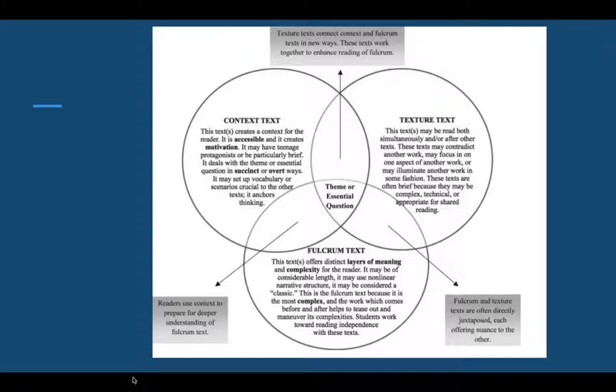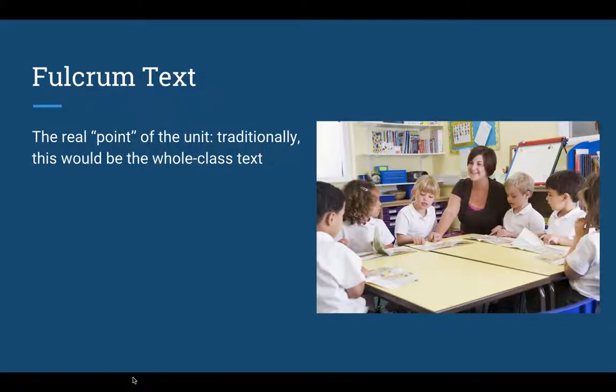And then what we have are 3 kinds of texts. And these 3 different types of texts work together for very specific purposes. The first one is going to be the most familiar for us. The fulcrum text. It's the real point of the unit. Traditionally, this would be the whole class text. This is what you're trying to read with the students now.